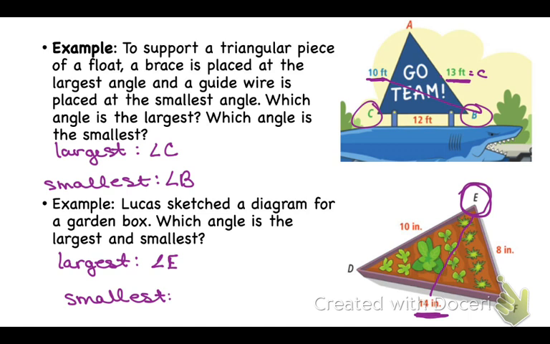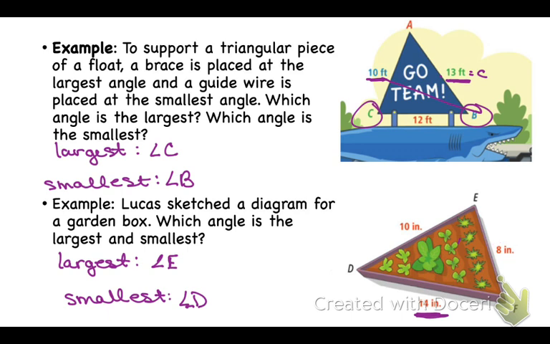Okay, are you looking for the number? It would be D or F. Which one is across from the shortest side? That would be D. Okay, so 8 inches is the shortest side, yes? So the smallest angle is across from right at where? D. So if you guys watch up here, I'll show you an easy way to do this.